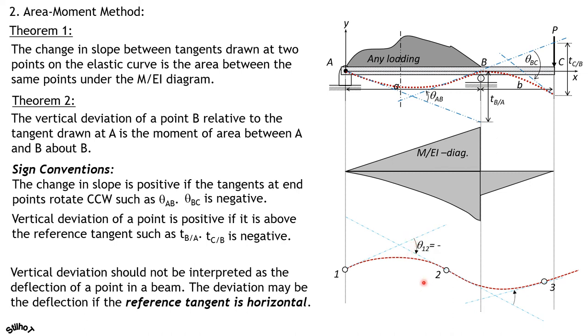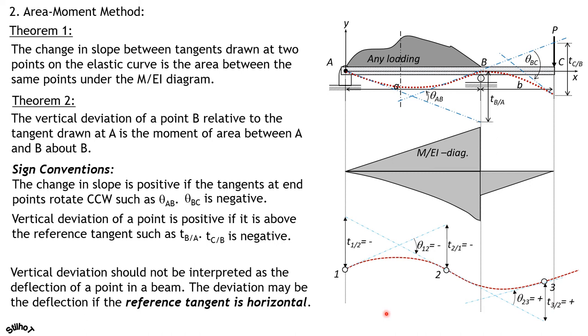So that's negative. While for theta 2,3, this is the tangent at 2, the tangent at 3, theta 2,3 is counterclockwise, so that is positive. Then the deviation of 1 relative to the tangent at 2 is negative. Deviation of point 2 relative to the tangent at 1 is negative. Then the deviation of point 3 relative to the tangent at 2 is positive because point 3 is above the reference tangent at 2.